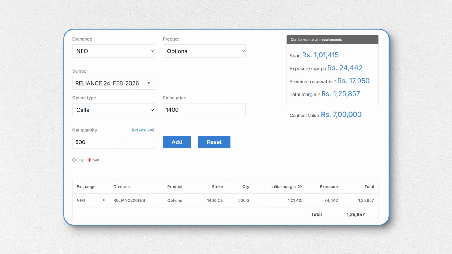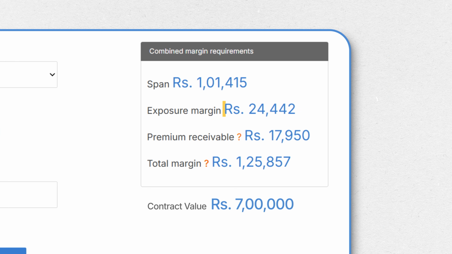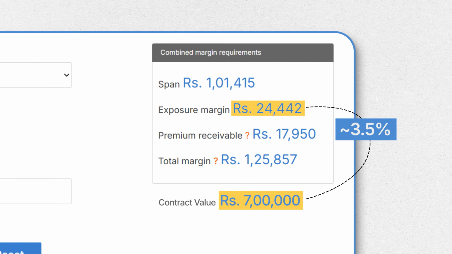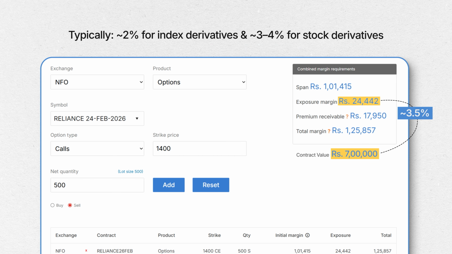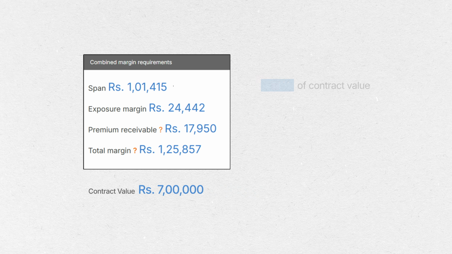Two, we have something called exposure margin, which is added on top of SPAN margin. Now this exposure margin is mandated by SEBI. In our example, exposure margin is 25,000. That's about 3.5% of the contract value. Exposure margin is close to 2% for index derivatives and 3 to 4% for stock derivatives. This margin exists as an extra safety buffer to account for gaps, tail events, or situations where risk models may fall short. Putting it all together, SPAN margin would come to 14%, exposure margin around 3.5%.